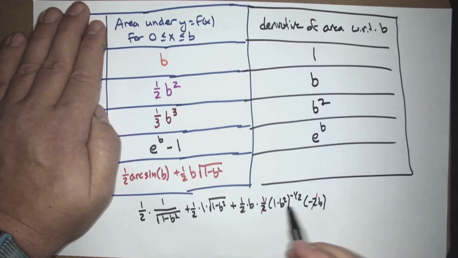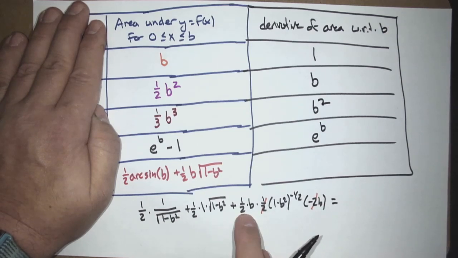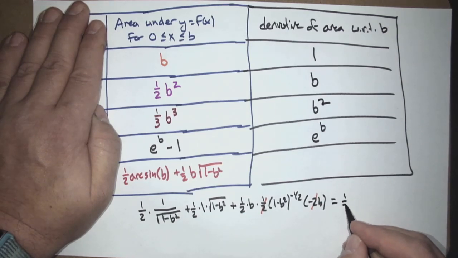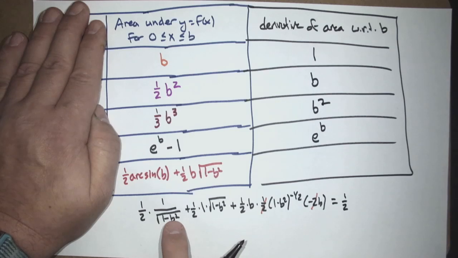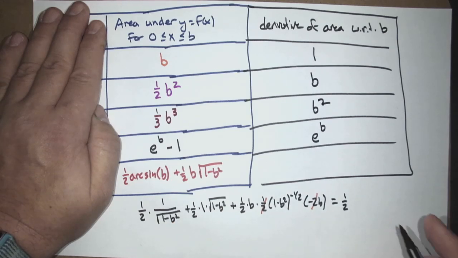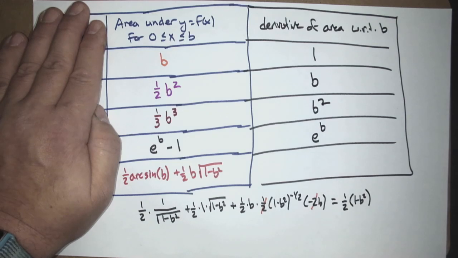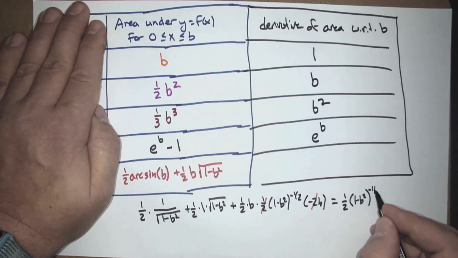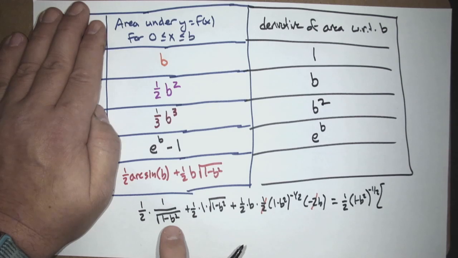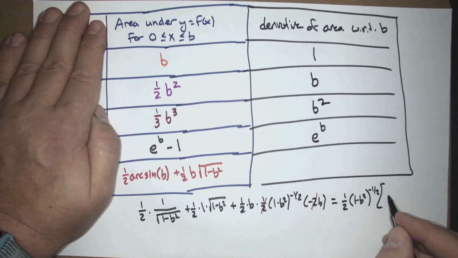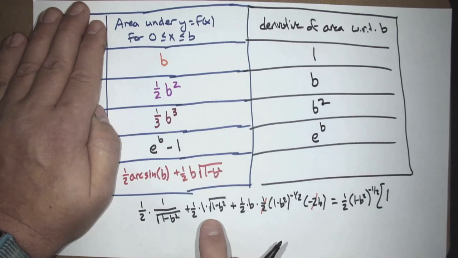All right. So, what do we have? Well, everything has a half. So I'm going to pull the half out. Everything has a square root of 1 minus b squared. Let's pull out 1 minus b squared, but which power should we pull out? 1 minus b squared to what power? -1/2. Because that's the lowest power. What's left from the first term? 1. What's left from the second term?